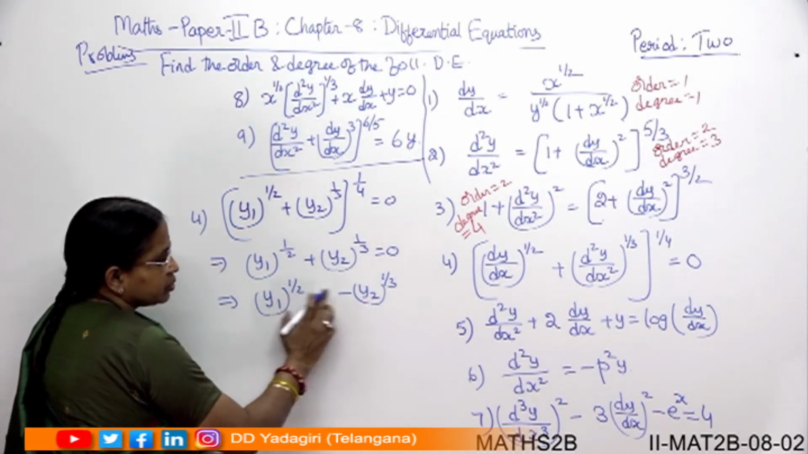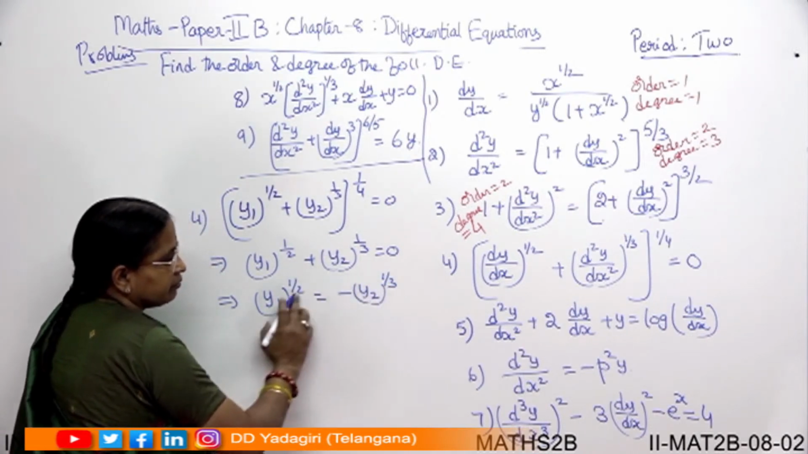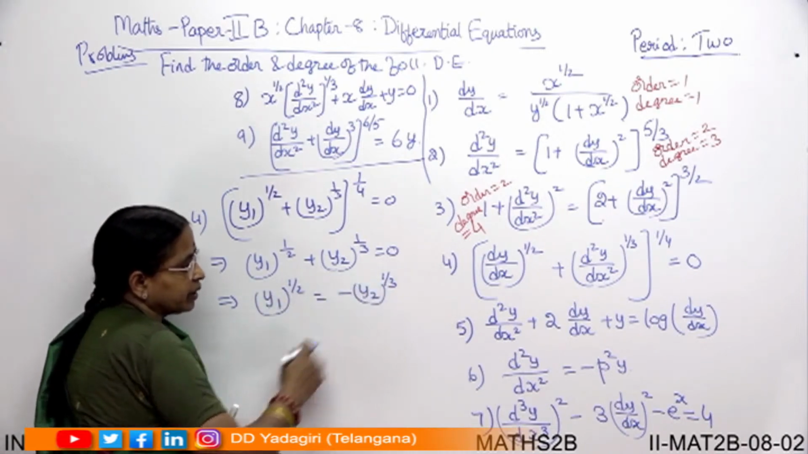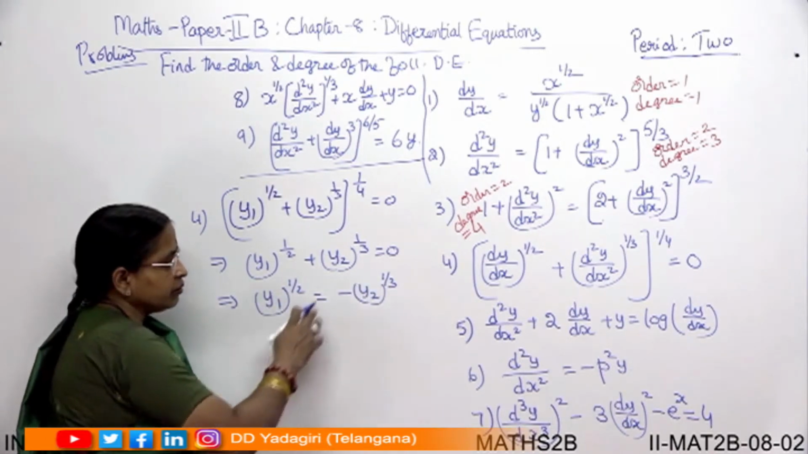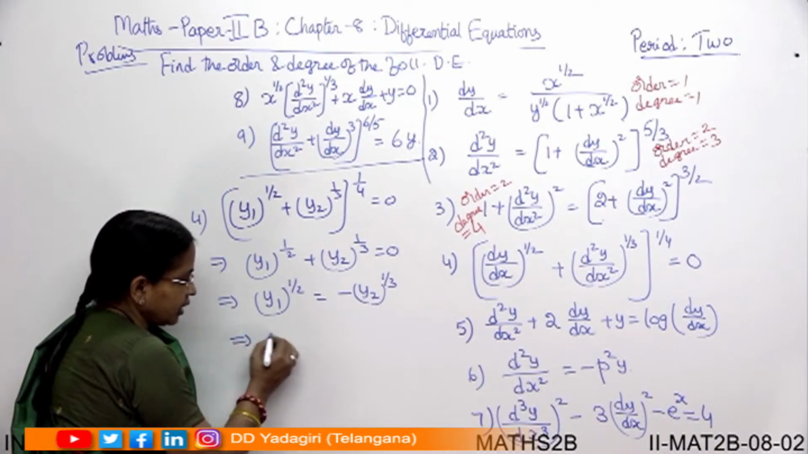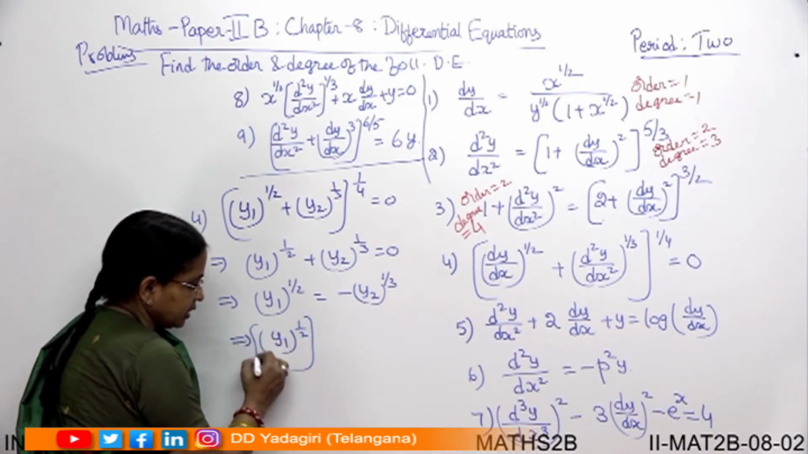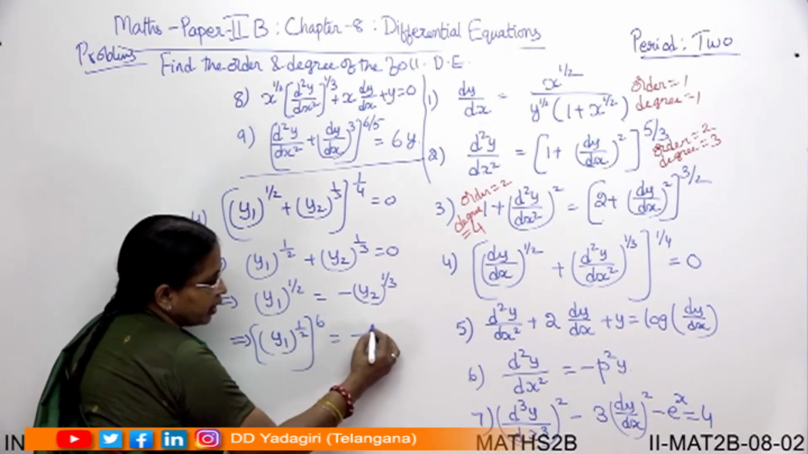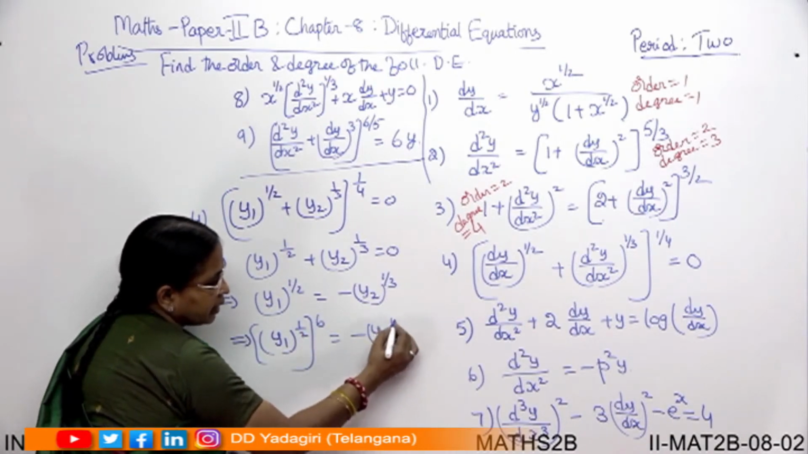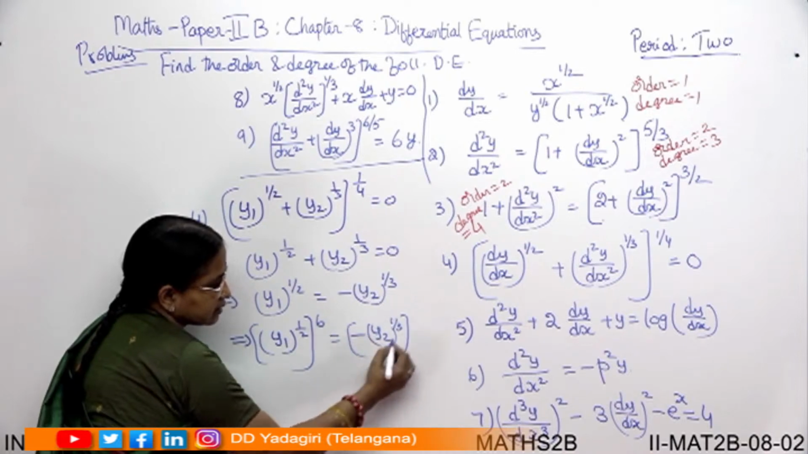Now here the power is 2, here the power is 3. The LCM of 2 and 3, that is 1/2 and 1/3, is 6. So you take the powers on both sides to 6. Whole to the power 6 you take is equal to minus y2 to the power 1 by 3, whole to the power 6.